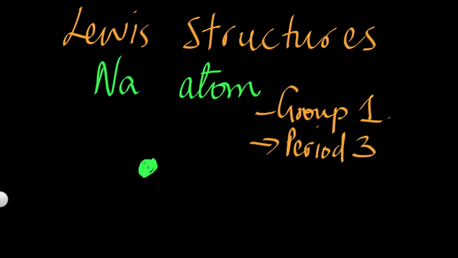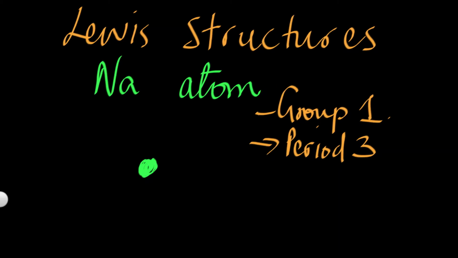What we call groups on the periodic table of elements are the vertical columns. We call them groups. Then the horizontal rows, we call them periods. So if we go to our periodic table of elements, we find sodium in group 1, which is the first column, and it is in period 3, which is essentially the third horizontal row.